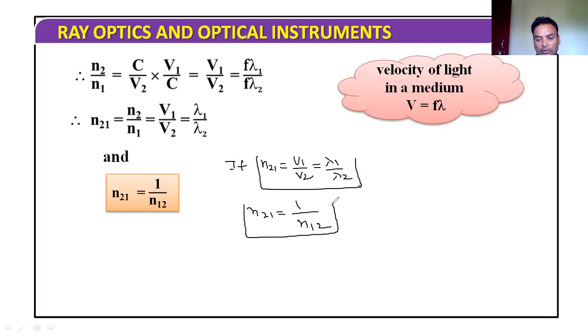So this is called the principle of reversibility of light. Light will go back by the same path, and so it is called optical reversibility or principle of reversibility of light. If the light is going from the first medium to the second medium, then again it can go back from second to first. So here we see first to second medium, and this is from second medium to the first medium.